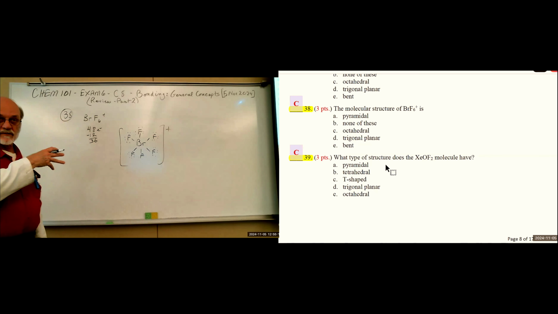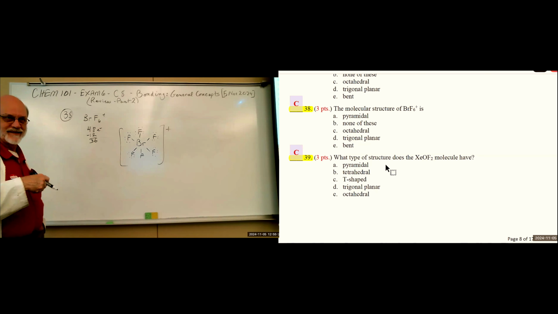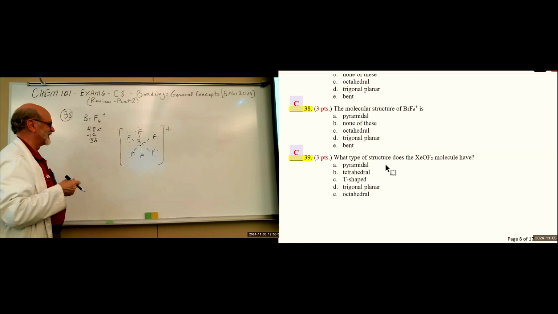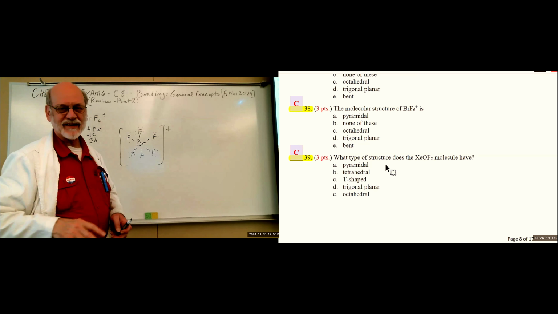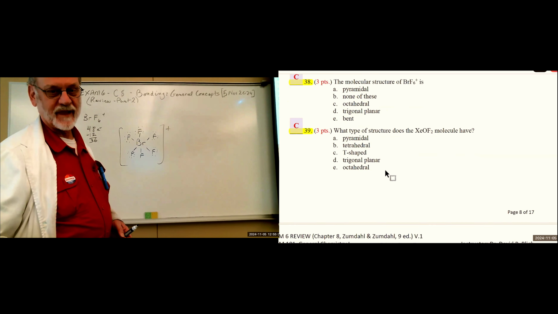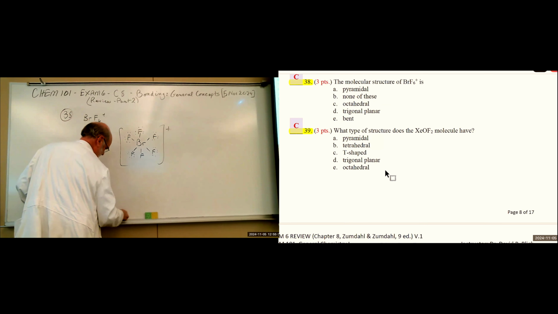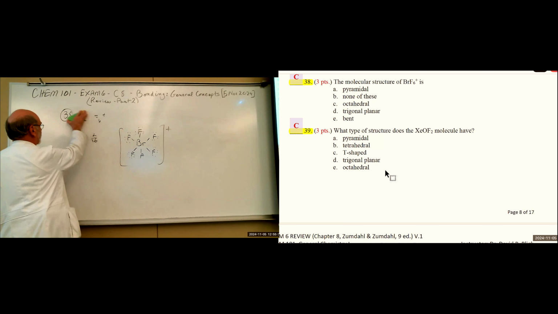So what's the structure of that one? 6 groups. Octahedral, right? Is that what you said? Okay. Don't whisper. Octahedral, which is C. Now we got 39.